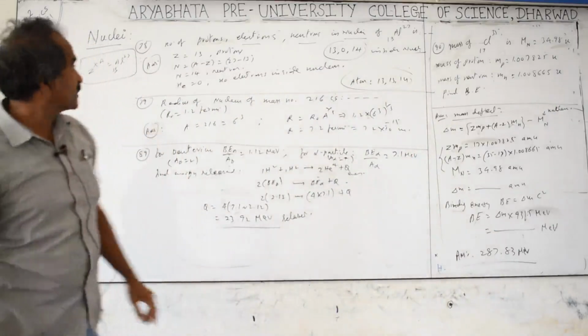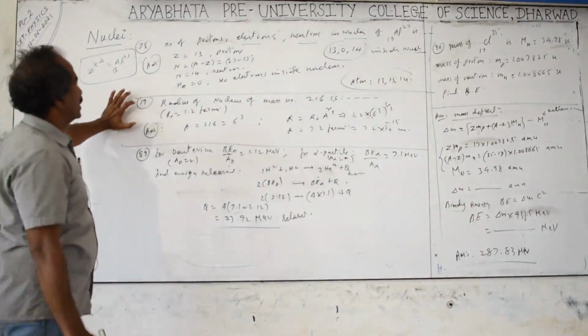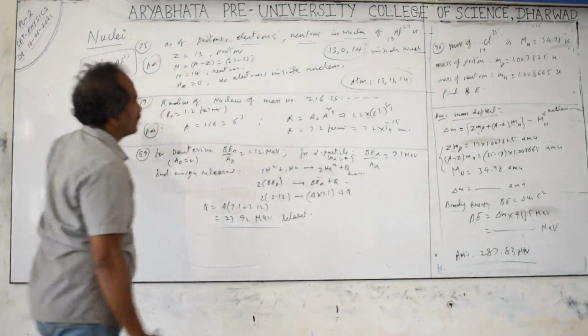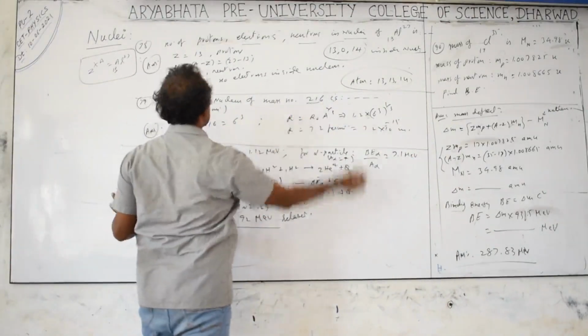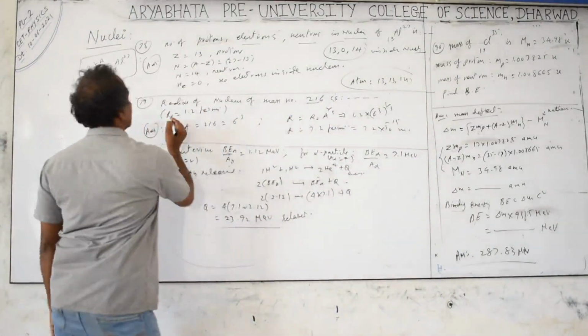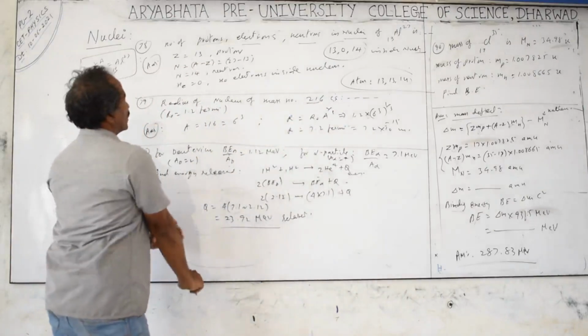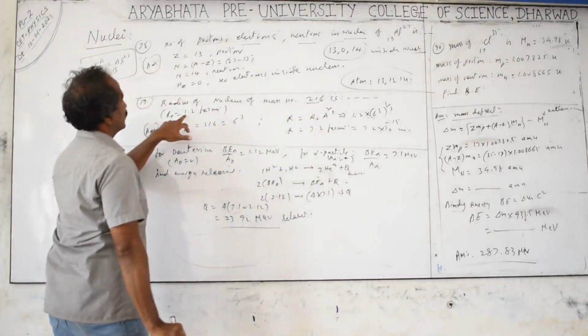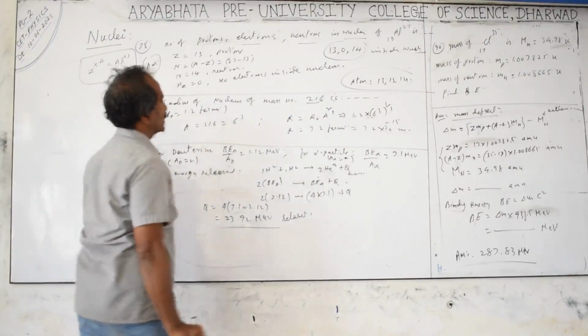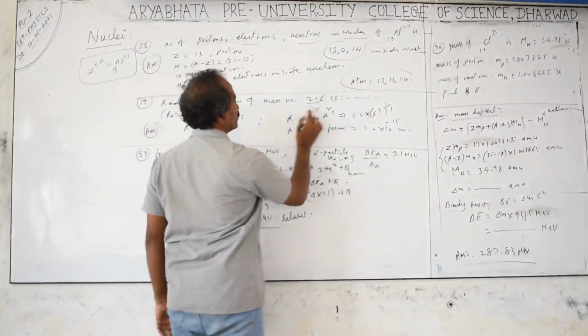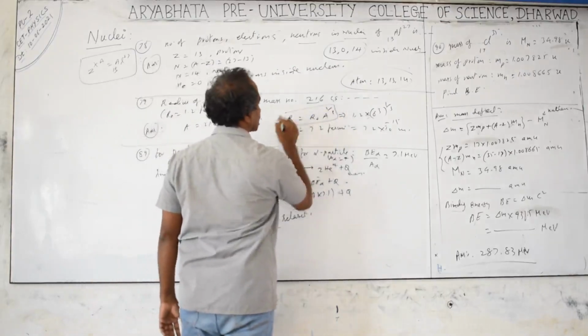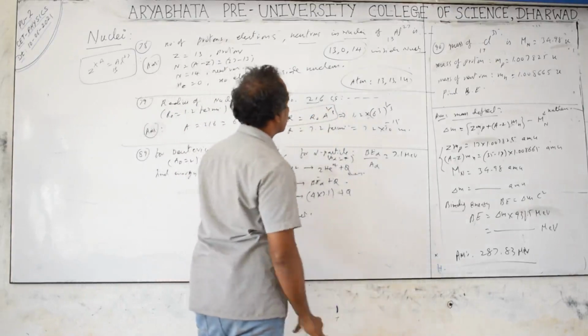Next question is the 79th one. The radius of the nuclei of mass number 216 is asked. R0 is given, that is the proportionality constant of the radius expression for the nucleus, which is 1.2 Fermi. R equals R0 into A to the power of 1 by 3, this is the formula we have for the radius. Volume is nothing but equal to 4 by 3 pi r cube.